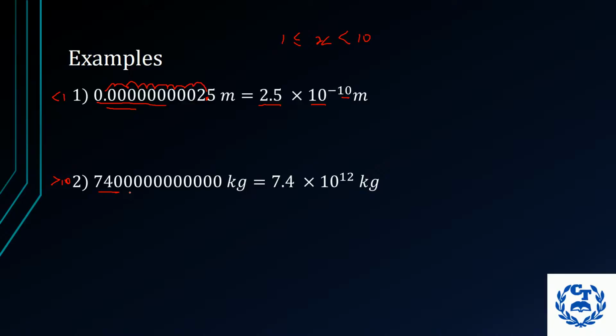Similarly, if we're looking at this one here, which is a very large value, to get it in the range greater than or equal to 1 but less than 10, we have to divide this by 10. 1, 2, 3, 4, 5, 6, 7, 8, 9, 10, 11, 12. So since we are dividing this by 10 twelve times, we put a multiple of 10 to the power of 12 and we write the value of 7.4 as we see here. Notice that this power is positive.